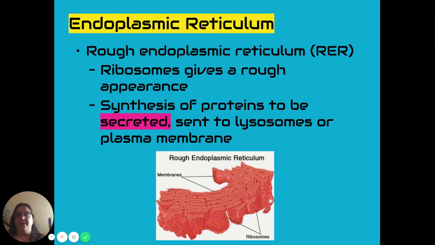One of those pieces is something called the endoplasmic reticulum. There are two kinds of endoplasmic reticulum, the rough and the smooth. The rough endoplasmic reticulum, or RER, has ribosomes covering its surface, and that's why it has that rough appearance. This is where proteins will be made that are secreted or sent out.